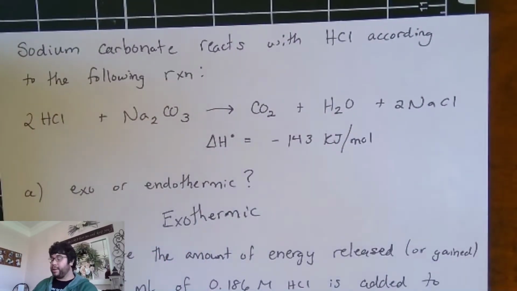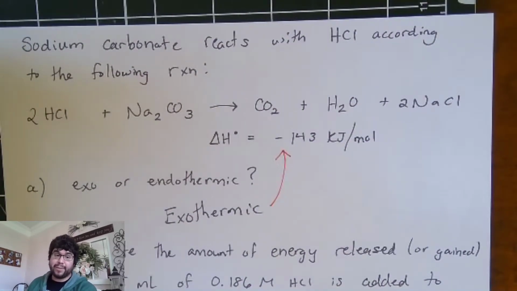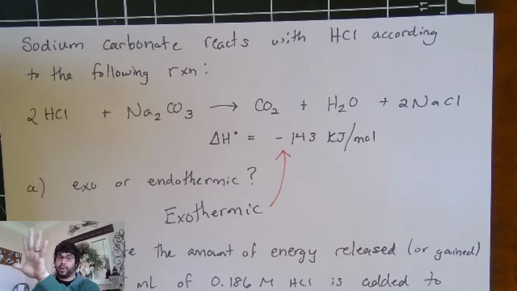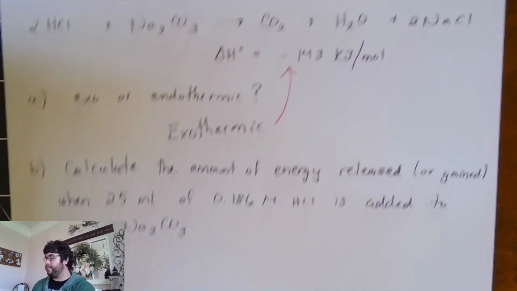Why is it exothermic? It is exothermic, and if you don't know this right now, that's a bad sign. It is exothermic because the enthalpy of the reaction is a negative number. Exothermic reactions have negative enthalpies, meaning that the heat is released, it's lost, it's taken away from the reaction and given to the surroundings. So it's an exothermic process because that enthalpy of reaction is a negative number.